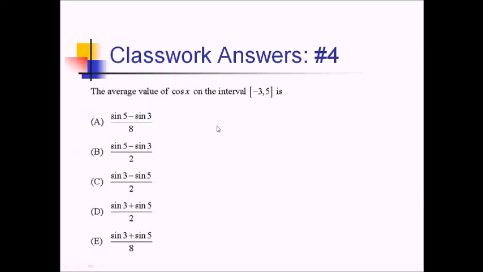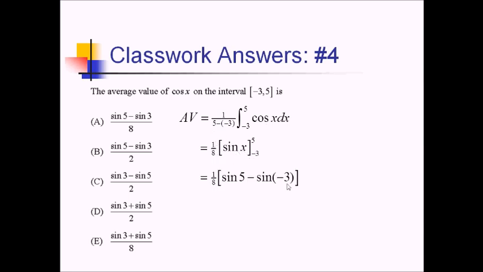On this problem, which is a no calculator question, we're trying to find the average value of cosine from negative 3 to 5. So using our average value setup, we have 1 over b minus a, so that's 1 over 5 minus negative 3, times the integral from negative 3 to 5 of cosine of x dx. Okay, so I've got 1/8 then, and now I need the antiderivative of cosine, which I'll evaluate from negative 3 to 5. That's going to be sine of x from negative 3 to 5. So I can write this as 1/8 times sine of 5 minus sine of negative 3.